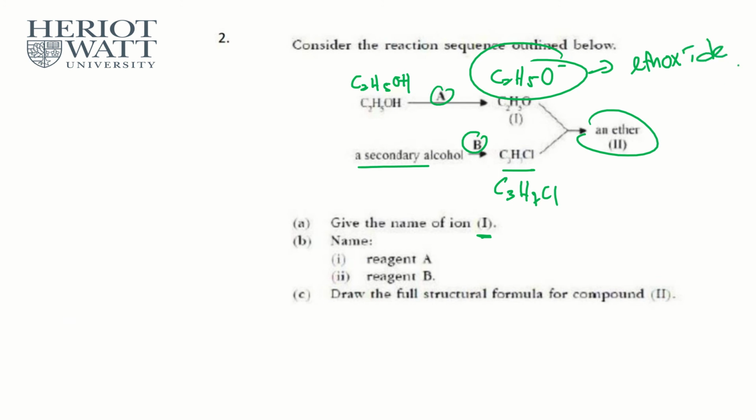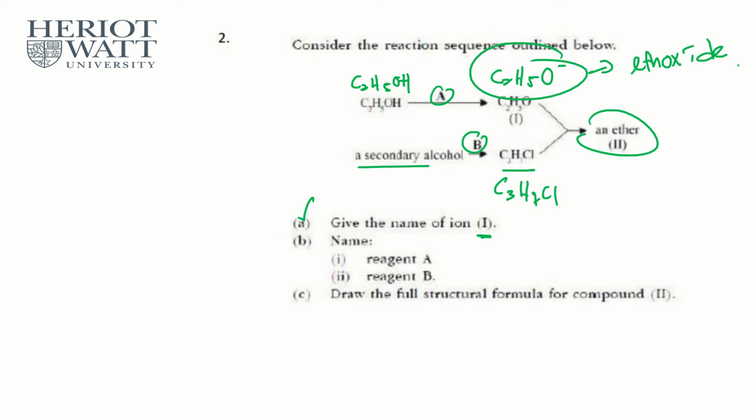Okay, ethoxide. Now, why is it ethoxide? Eth is actually from ethane, right? It's two carbons, and then with one oxygen only, like an oxide: sodium oxide, magnesium oxide, O minus. So like hydroxide, ethane plus oxide, we get ethoxide. So that's the name of the ion. So A is done. Okay, B, name the reagents A and B.